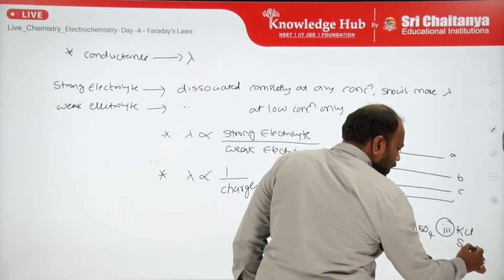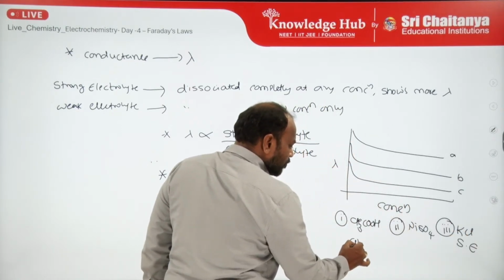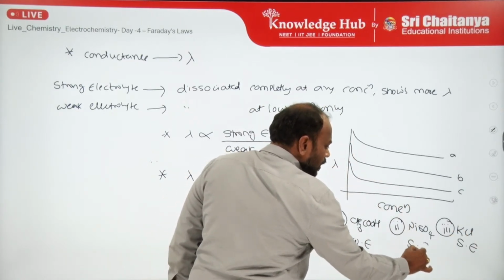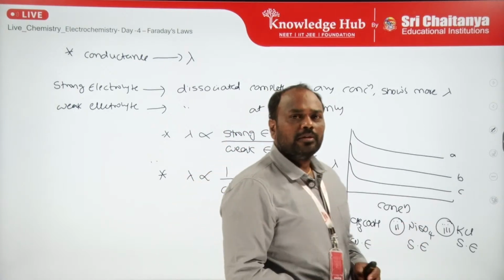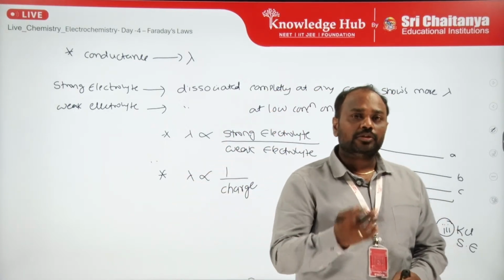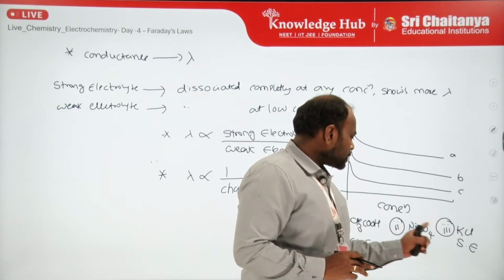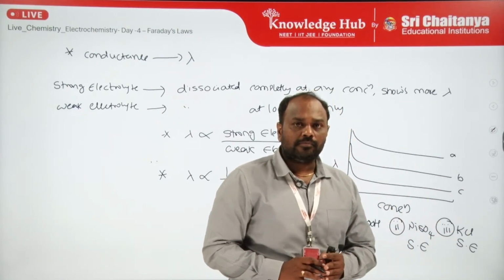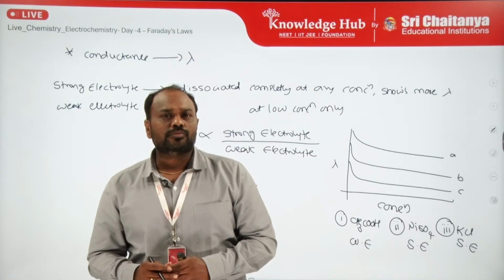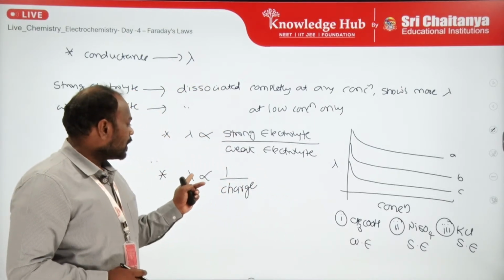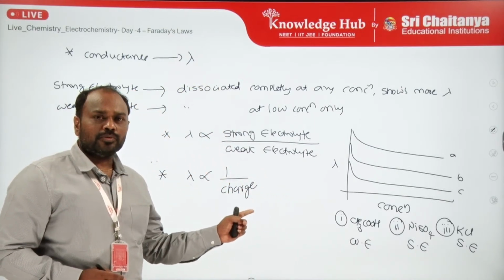This is a strong electrolyte, this is a weak electrolyte, this is a strong electrolyte. Lambda value is directly proportional to the strong electrolyte. So either the third option or the second option belongs to A. Now which one is correct out of these two? Then apply the second rule: lambda is inversely proportional to charge.